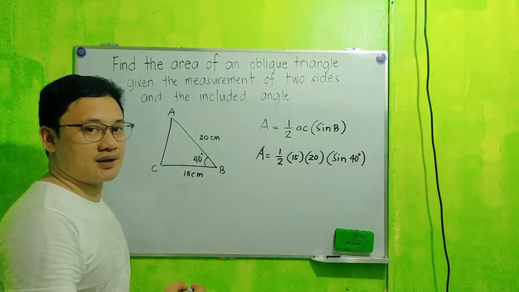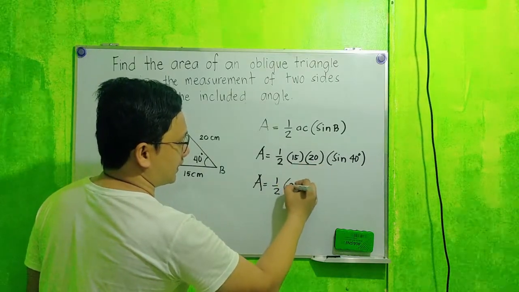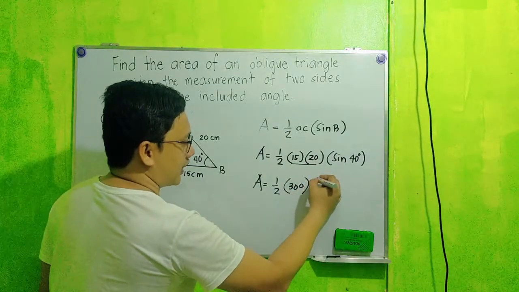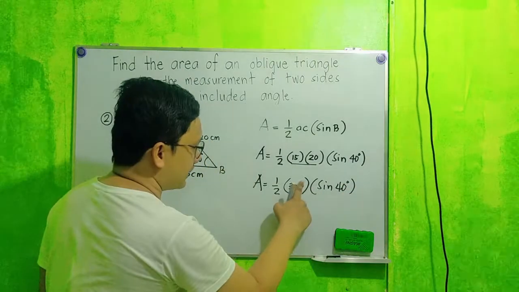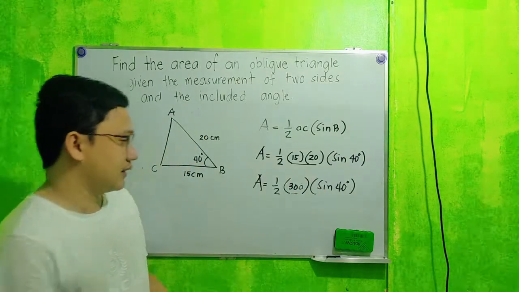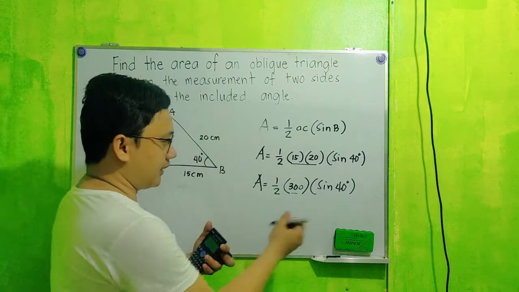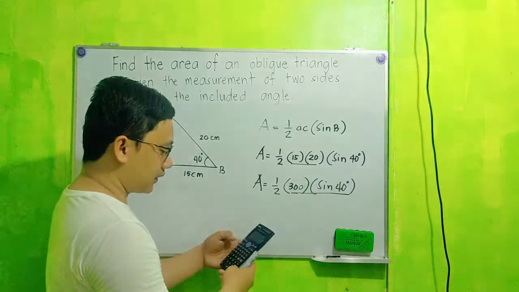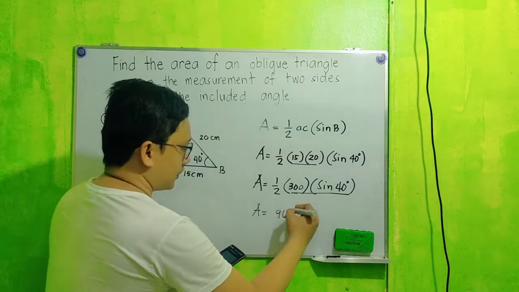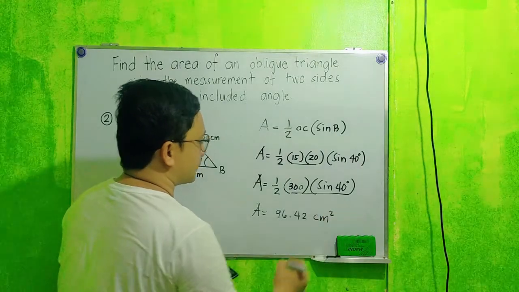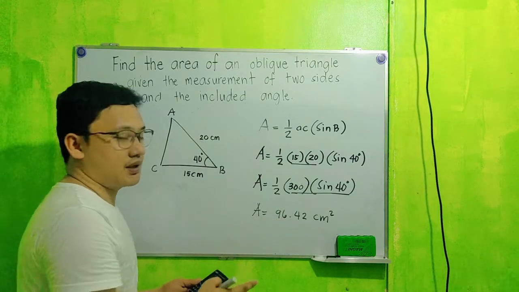So simplify natin yan by using your scientific calculator. A is equal to 1/2. Pwedeng i-multiply nyo muna yan. So, 15 times 20, that is 300, times yung sine 40 natin, 40 degrees. So, 300 times sine 40 degrees. And then, pag nakuha nyo yung product po niyan, pwede nyo siyang i-divide ng 2. So, divided by 2, ang sagot dyan is A, or the area, is equal to 96.42 square centimeters. So, the area of this triangle ABC is 96.42 square centimeters.